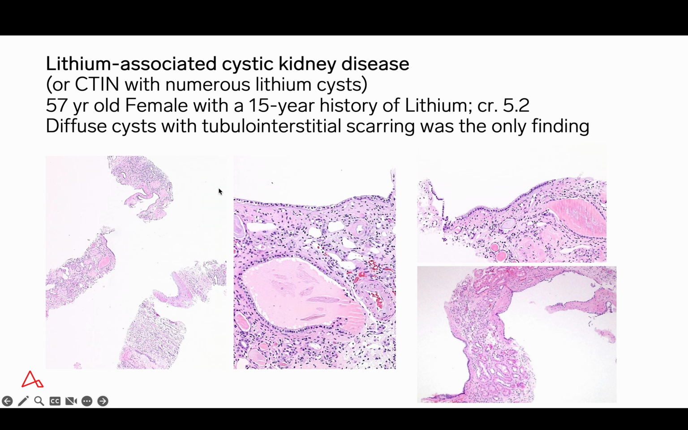This is an example that could be regarded as a case of lithium-associated cystic kidney disease, although alternatively one could interpret these findings as a patient with chronic tubular interstitial nephropathy that also has numerous lithium cysts. We can see in the cores here on the left that there's significant tubular interstitial scarring with no normal appearing nephrons, and there are multiple cysts present, which we can see at higher magnification here in the middle and right image. And again, the cysts are lined by the very typical low cuboidal collecting duct type epithelium.